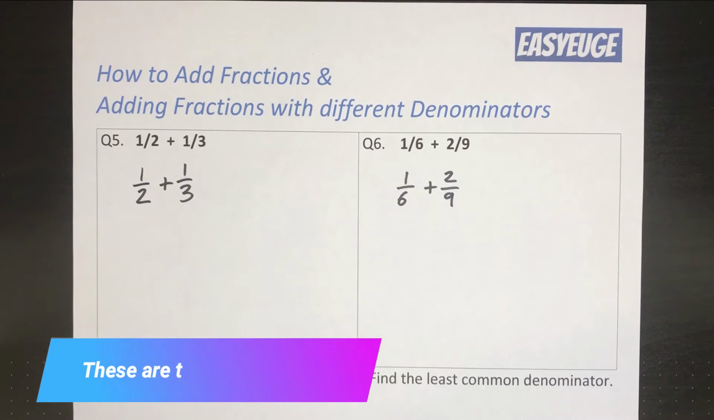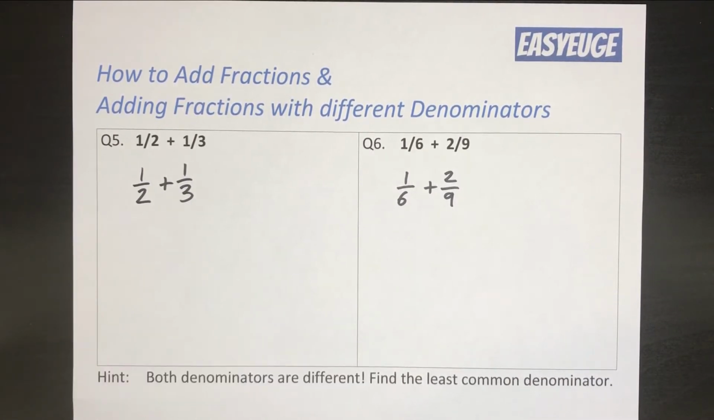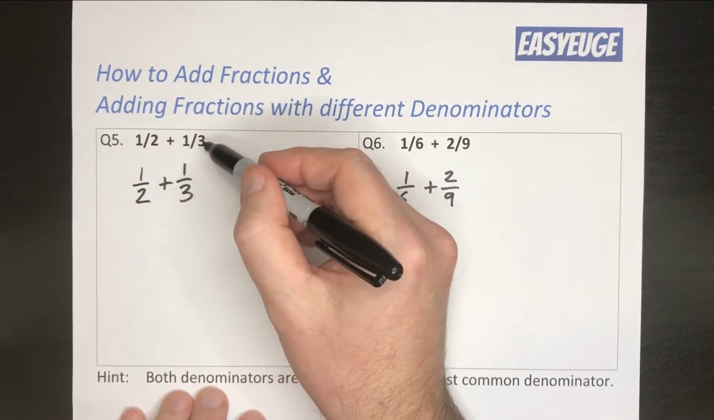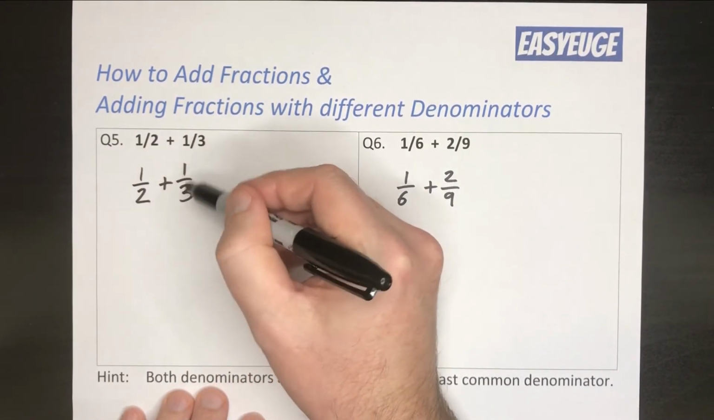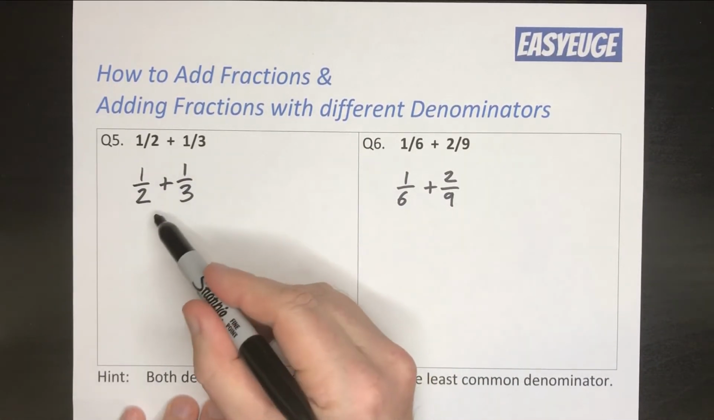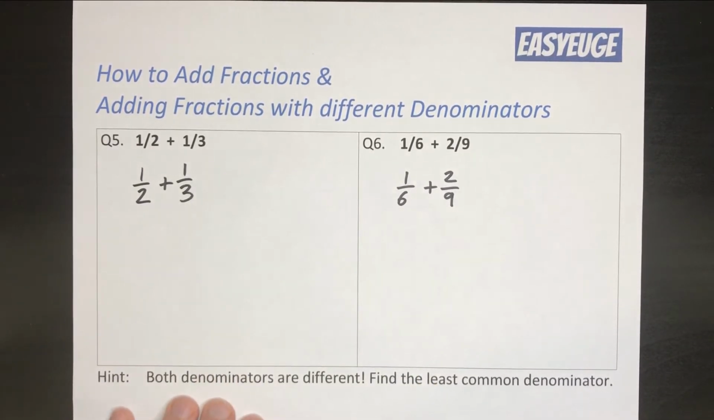The next two examples are adding fractions with different denominators. There are different numbers on the bottom, and these numbers are not multiples of each other. Let's start with question 5. 1 over 2 plus 1 over 3. That's 1 over 2 plus 1 over 3, a half plus a third. It looks so simple, but the first thing to note is the numbers on the bottom are not the same. So we need to make them the same.